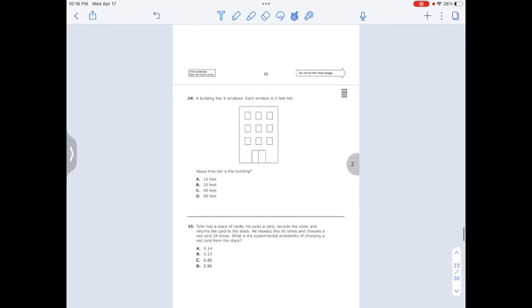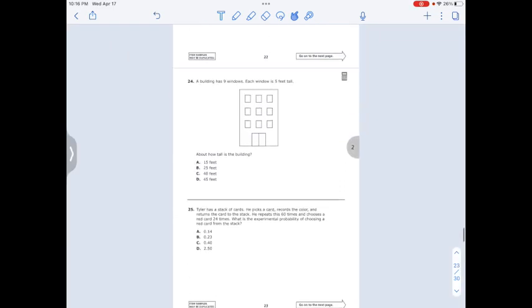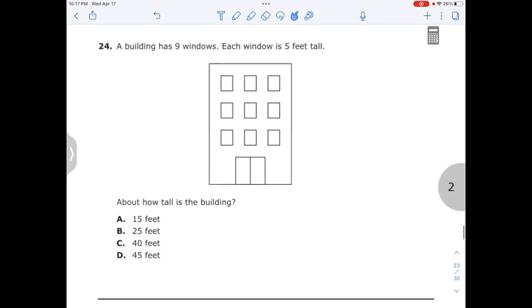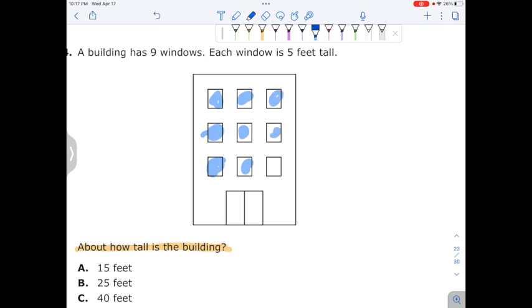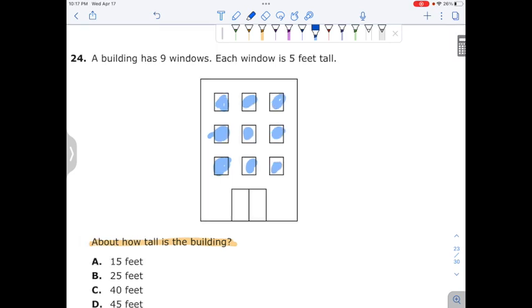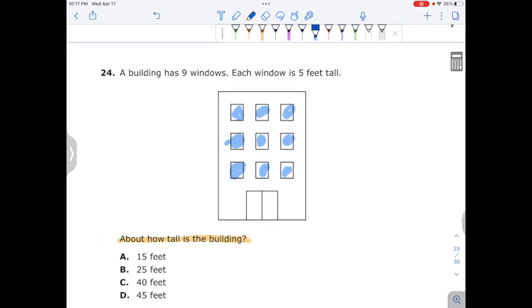Okay, I think we're back to our last 2 problems. This one says a building has 9 windows. Each window is 5 feet tall. We have to figure about how tall the building is. It is really tempting to just multiply 9 times 5. That's the area of the windows. That's saying this plus this, plus this, plus this, plus this, plus this, plus this, plus this. But that's not the height of the building.